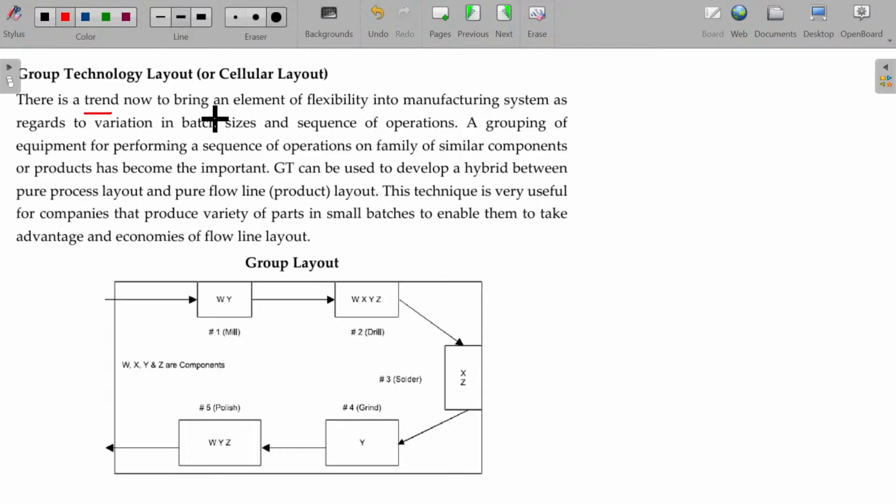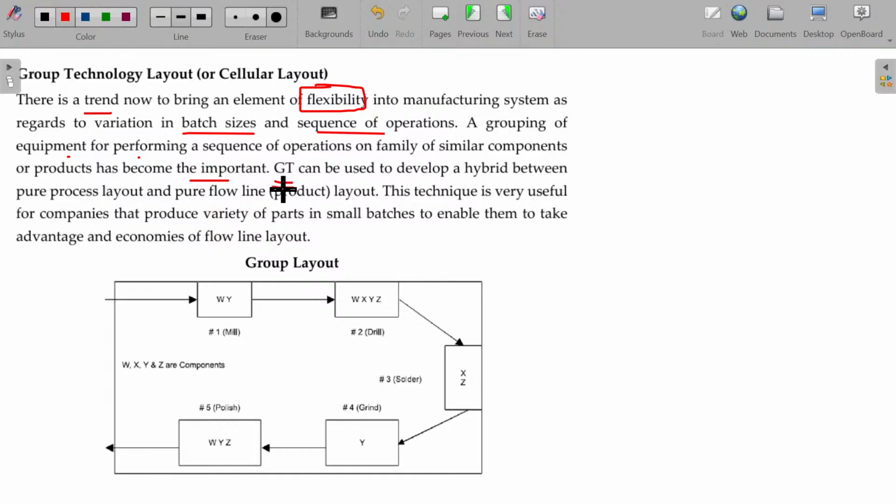There is a trend now to bring an element of flexibility into the manufacturing system as regards variations in batch sizes and sequence of operations. Batch size is also different and sequence of operations is also different. A grouping of equipment for performing a sequence of operations for a family of similar components or products has become important. So here a family of milling, family of drilling machines, family of soldering machines, and family of grinding and family of polishing machines are installed here.